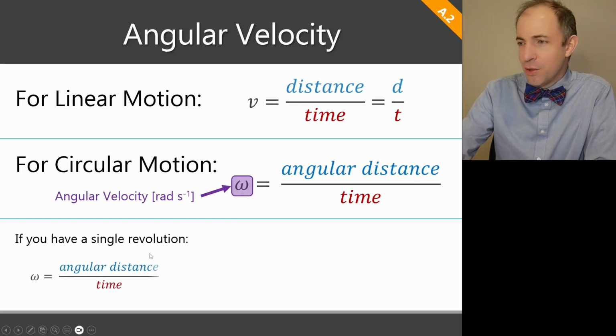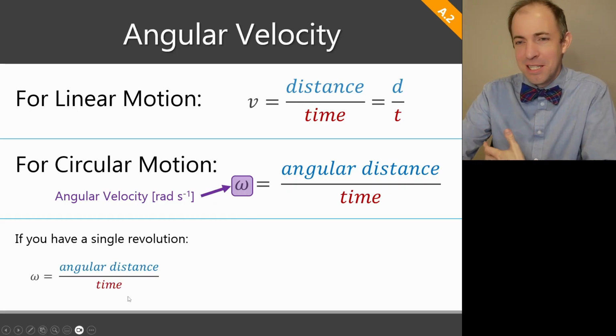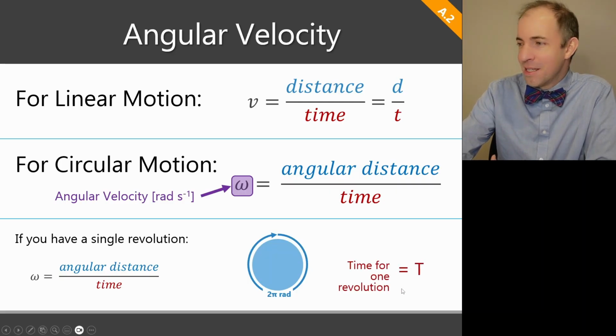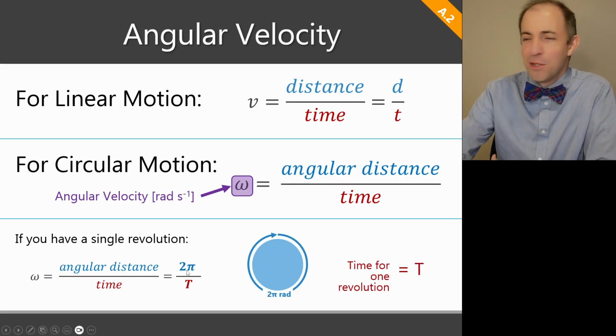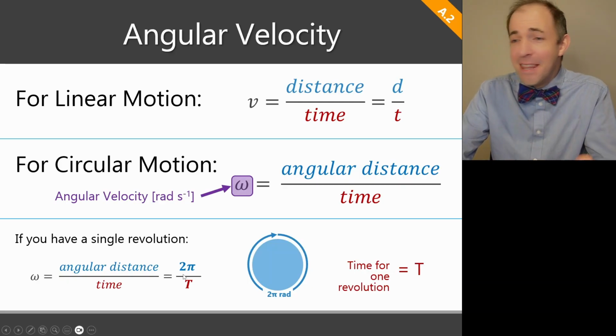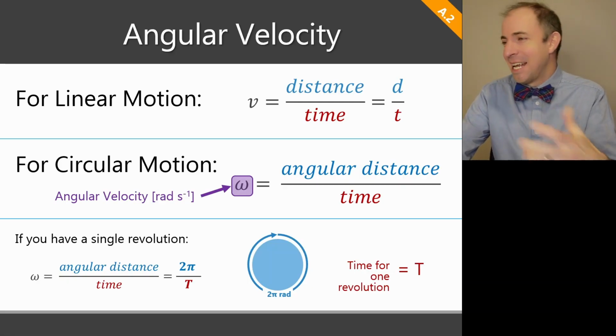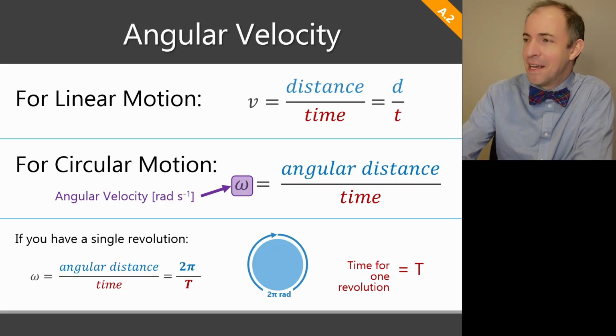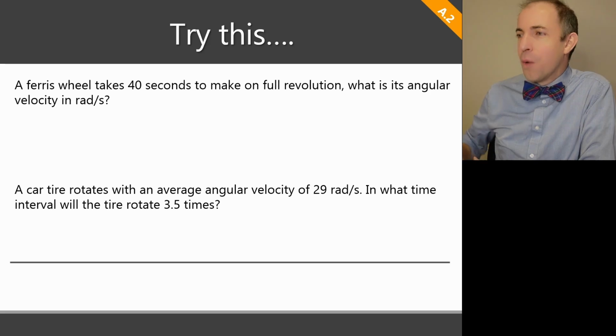If you have a single revolution, a radian is your angular distance divided by time. You've gone around once, that's 2 pi radians. So the time for one revolution is t. We just say 2 pi over t. Now, this definition for angular velocity is not given in the data booklet. You don't get that equation explicitly. We'll see where it's kind of hidden in there as well. So we can use that idea.